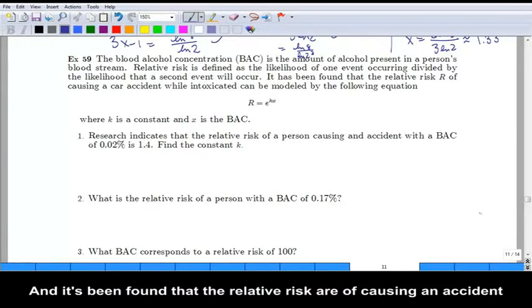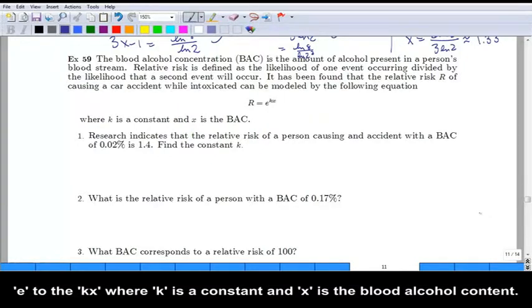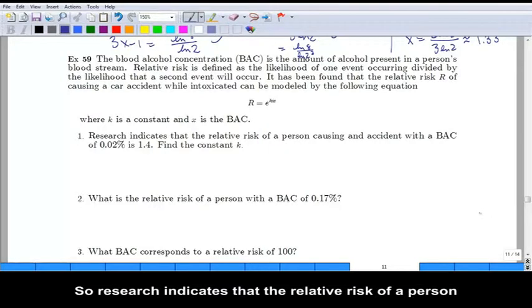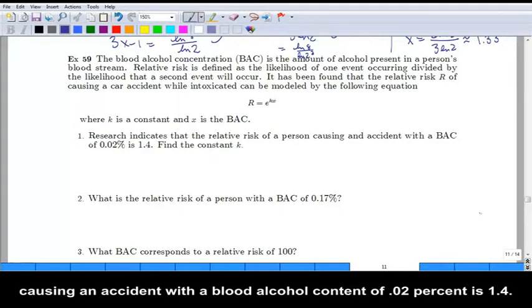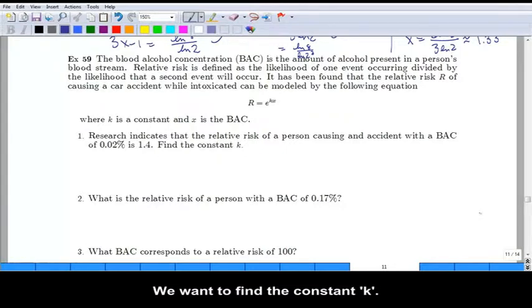And it's been found that the relative risk R of causing an accident while intoxicated can be modeled by the following equation, R equals e to the kx, where k is a constant and x is the blood alcohol content. Research indicates that the relative risk of a person causing an accident with a blood alcohol content of 0.02% is 1.4. So they've done that relative risk for us and found the ratio 1.4. We want to find the constant k. So we can plug this into our equation.